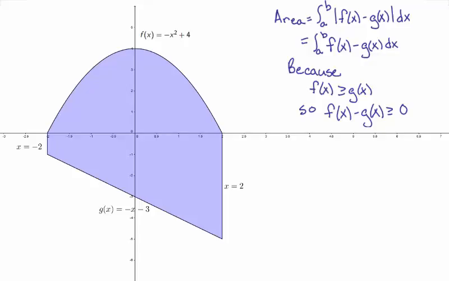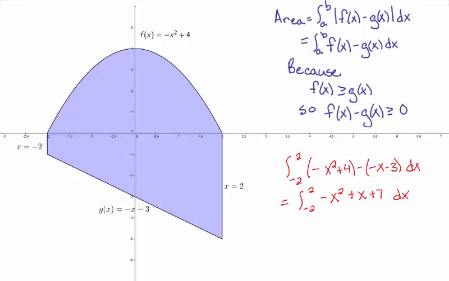The area of this specific x region is the integral from negative 2 to 2 of negative x squared plus 4 minus negative x minus 3 dx. Simplifying, this is the integral from negative 2 to 2 of negative x squared plus x plus 7 dx. Computing the antiderivative, we are left with evaluating negative 1/3 x cubed plus 1/2 x squared plus 7x from negative 2 to 2. Resulting in an area of 68 over 3 units squared.